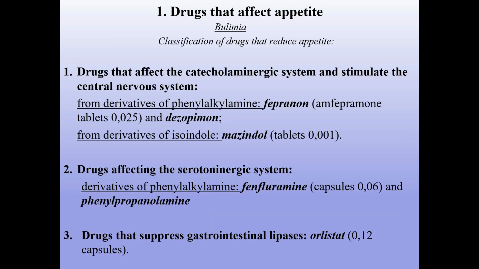Classification of drugs that reduce appetite. First, drugs that affect the catecholaminergic system and stimulate the central nervous system. From derivatives of phenylalkylamine: fepranone, amfepramone tablets 0.025, and dazopimone. From derivatives of isoindole: mazindole, tablets 0.001. Second, drugs affecting the serotoninergic system, derivatives of phenylalkylamine: fenfluramine, capsule 0.06, and phenylpropanolamine. And third, drugs that suppress gastrointestinal lipases: orlistat, 0.12 capsules.